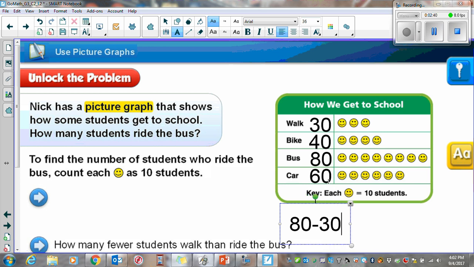So if we take our 80 students that ride the bus and we subtract the 30 students that walk, we can see that the answer is there are 50 fewer students who walk than ride the bus. We can also look at another pictograph to give us an idea of how else we would use this data.